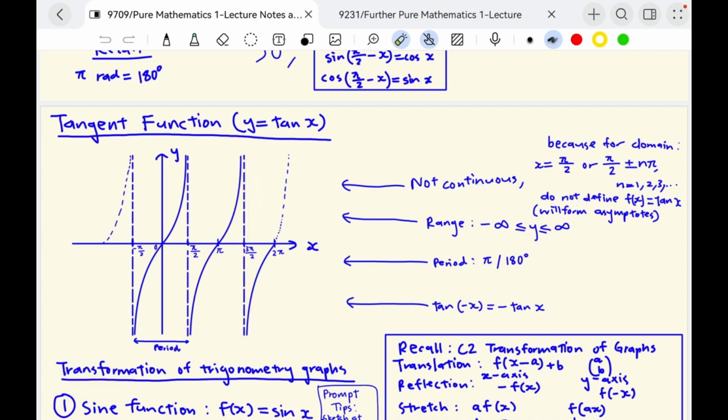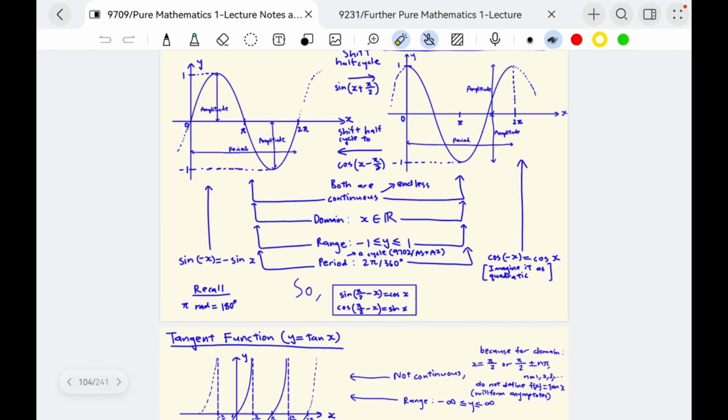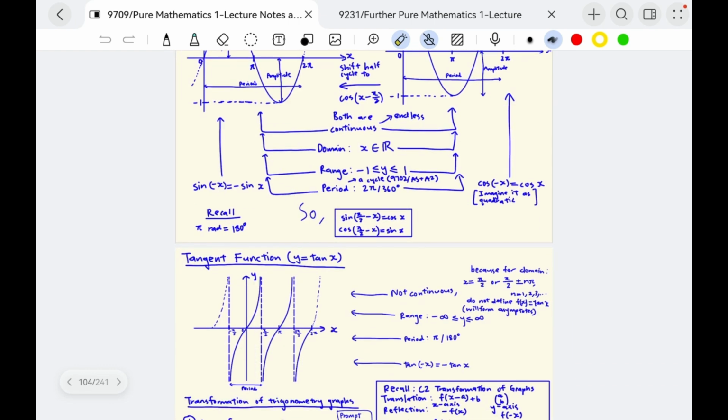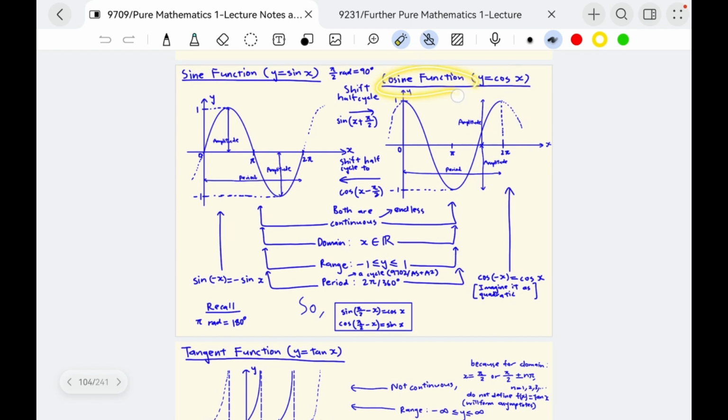Okay? So you must get to know that sine function and tangent functions are odd functions, whereas the cosine function is an even function, because there's a graph which resembles a quadratic, but in fact it is under the Maclaurin series.